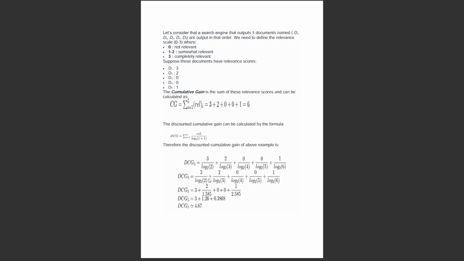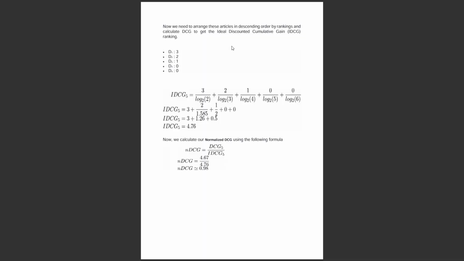So 3 divided by log 2 to the base 2, plus 2 divided by log 3 to the base 2, plus 0 divided by log 4 to the base 2, plus 0 divided by log 5 to the base 2, plus 1 divided by log 6 to the base 2. So 3 divided by log 2 to the base 2 is 1, so 3 by 1 I am going to get 3, plus 2 divided by log 3 to the base 2. Log 3 to the base 2 I will be getting 1.585, plus 0 by anything is 0, the same again, plus 1 by log 6 to the base 2, which is 2.585. Let me simplify this. I will be getting 4.67 as the discounted cumulative gain.